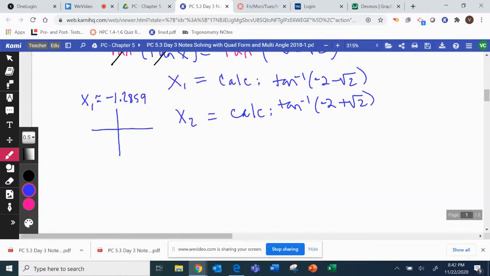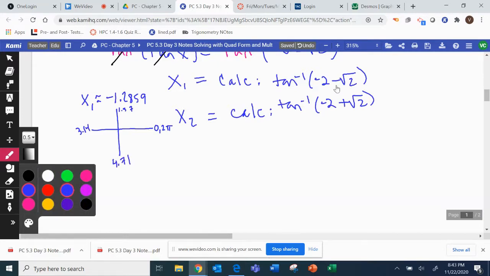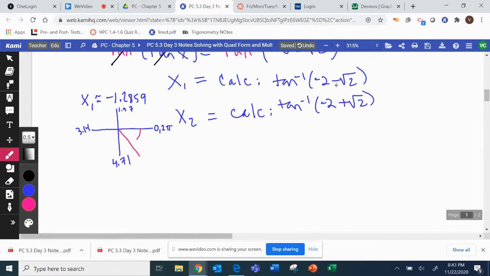So our answers have to be from 0 to 2 pi, and negative doesn't fit into that. This would be 1.57, this would be 3.14, and this would be 4.71. -1.2 something is in this fourth quadrant, but we want the positive version of that. Also, tangent is negative in the second quadrant.